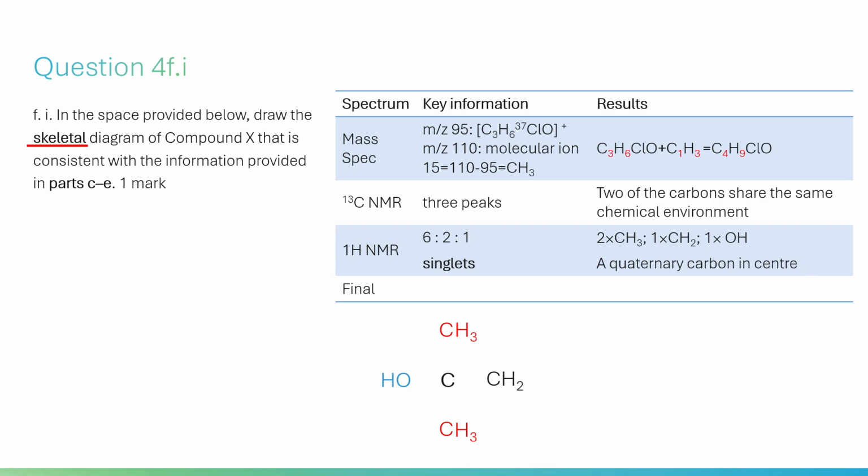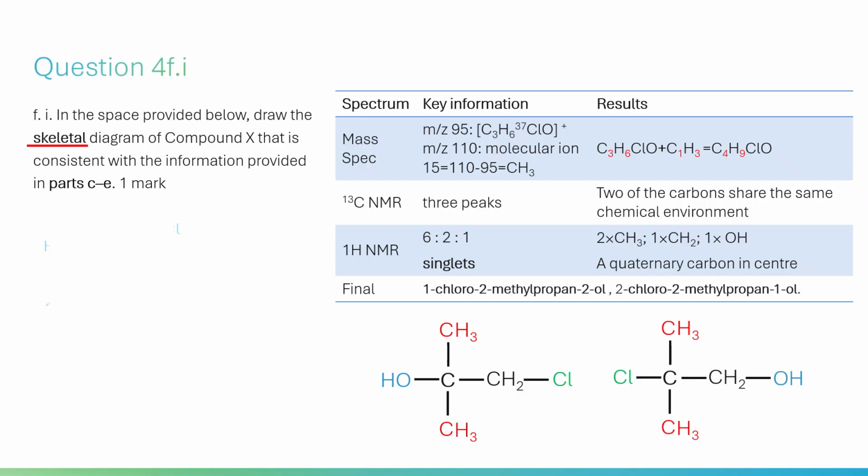Step 4, the final construction, the draft to skeletal method. To satisfy the tetravalency of carbon, we must bond the 2 CH3 groups and the 1 CH2 group directly to this central quaternary carbon. The remaining OH and Cl groups will fill the rest of the positions. This gives us 2 possible isomers for compound X, 1-chloro-2-methylpropan-2-ol or 2-chloro-2-methylpropan-1-ol. For the final 1 mark, wipe away all the Cs and Hs bonded to carbons, and convert it into the perfect skeletal format.